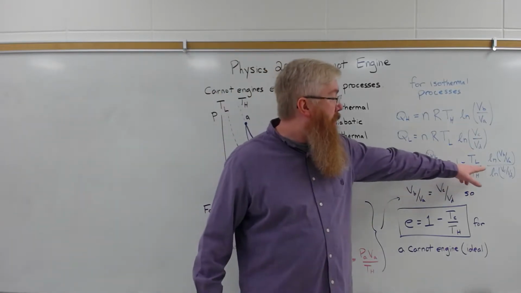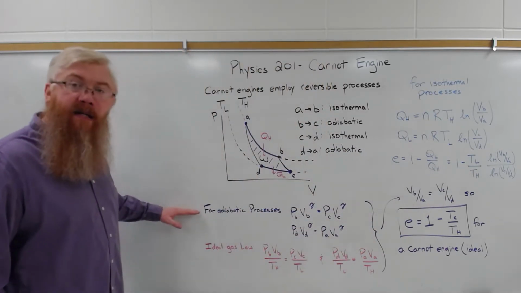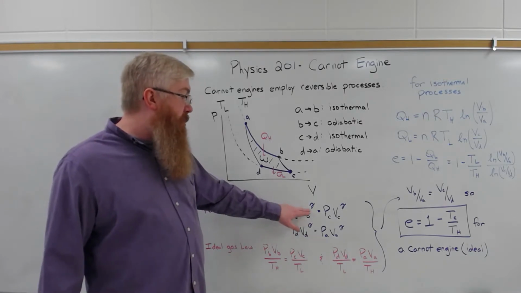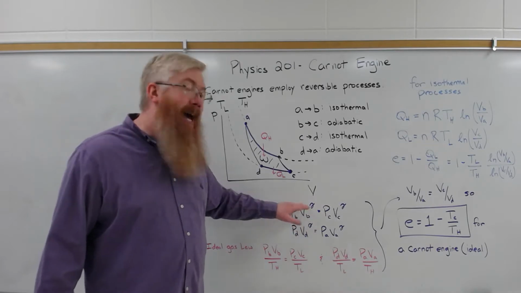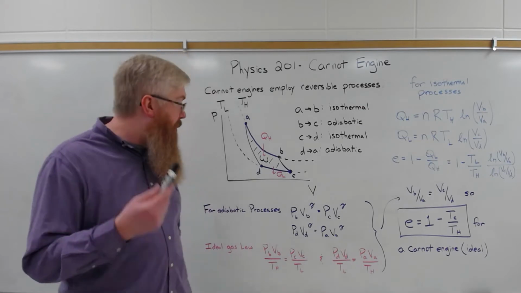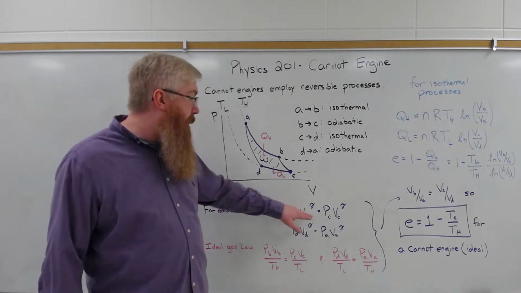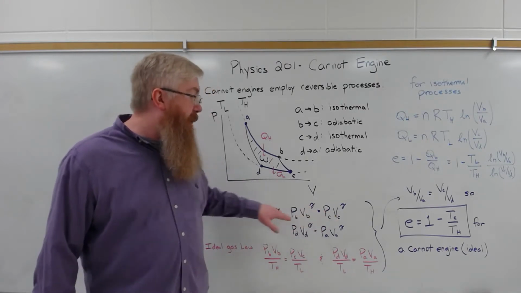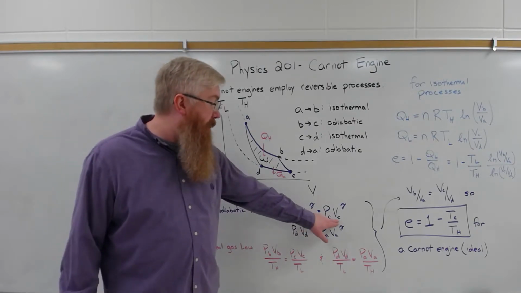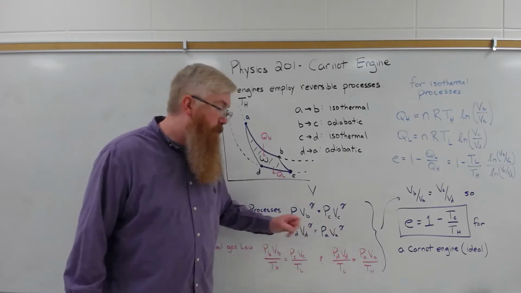All right. Let's look at these types of processes. For adiabatic processes, you learned that the pressure times the volume raised to some gamma power, which for gases depends on the degrees of freedom of the gas, you have to look up what process it is to figure out what gamma is, is equal to a constant. So the pressure times the volume at point B raised to the gamma is equal to the pressure times the volume at point C raised to the gamma. And likewise, D and A are set equal to each other.